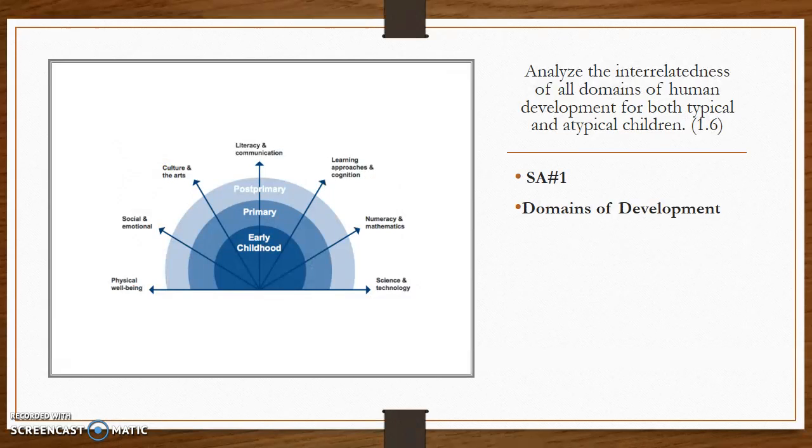Analyze the interrelatedness of all domains of human development for both typical and atypical children. I put down here student activity number 1, domains of development. But I also feel that throughout the whole course, everything that we read, you have to have something to compare it to. When we did our research assignments like the domains of development and the risk factors assignment, any information you ask for the negative, it brings up what you should typically see. So I feel like this goal was hit all across the board in this course.